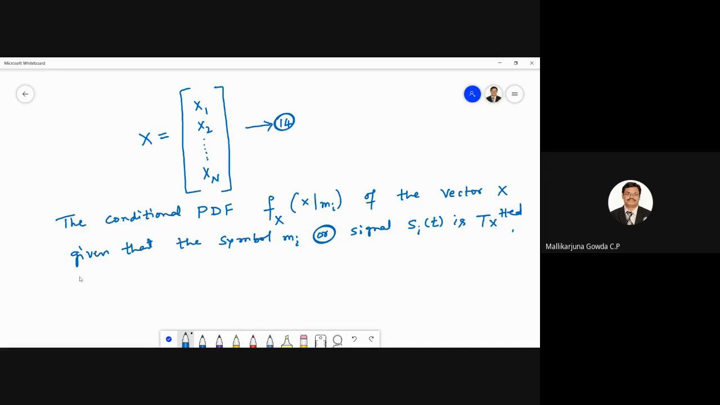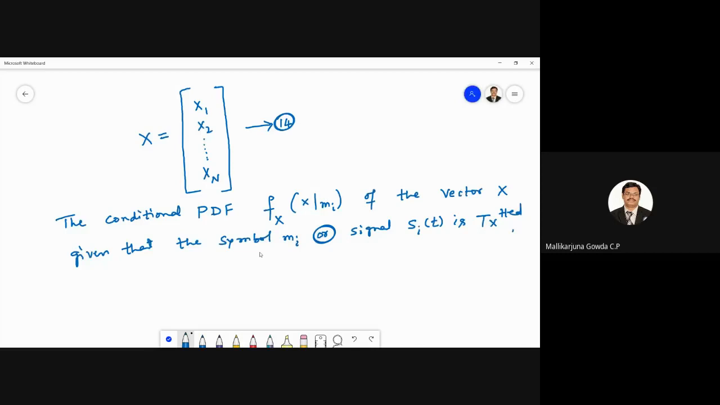Okay, so I repeat once again, the conditional probability density function f_X(x|m_i) of the vector x, given that the symbol m_i or the signal s_i(t) is transmitted, can be expressed as the product of the conditional probability density functions of its individual elements. So is it possible to say how do we express that?